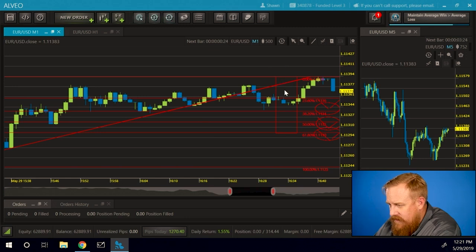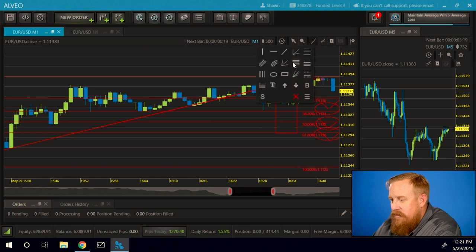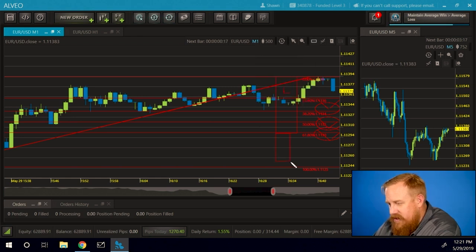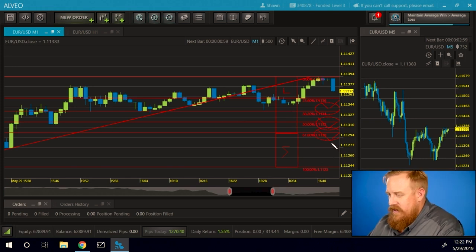So L for long, right? And then as we drop down past that 62% retracement, then the probability is for a full retracement all the way back down to the initial point. So that's our short. So long in the top box, short in the bottom box. Now let's look forward and see how that all played out in the market.